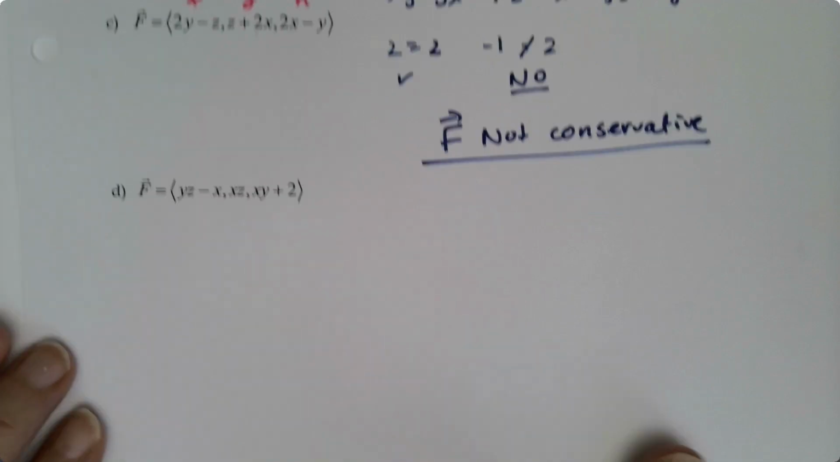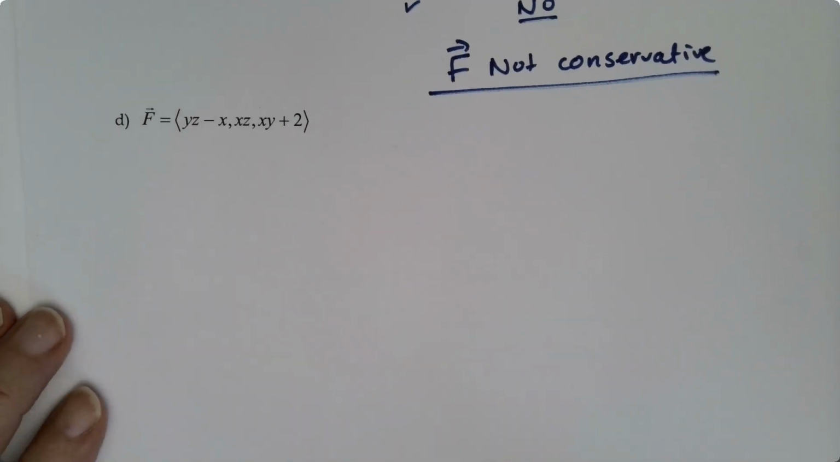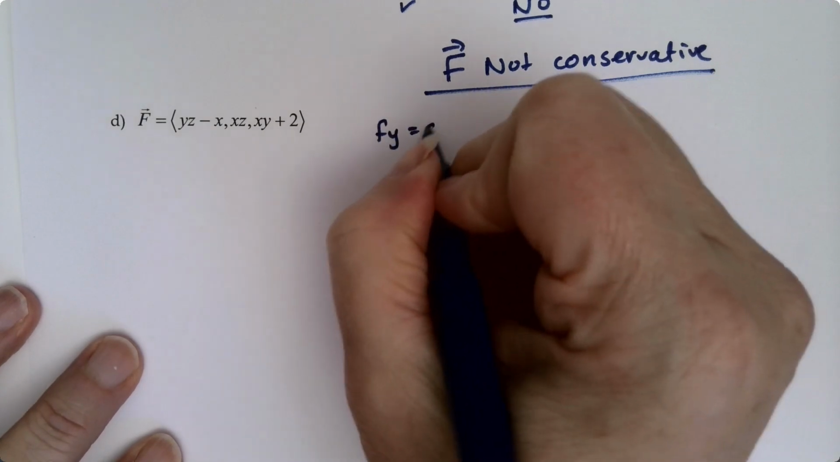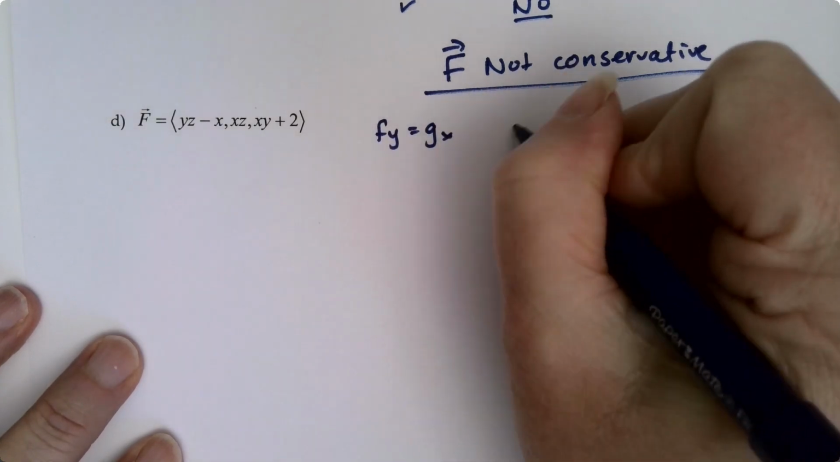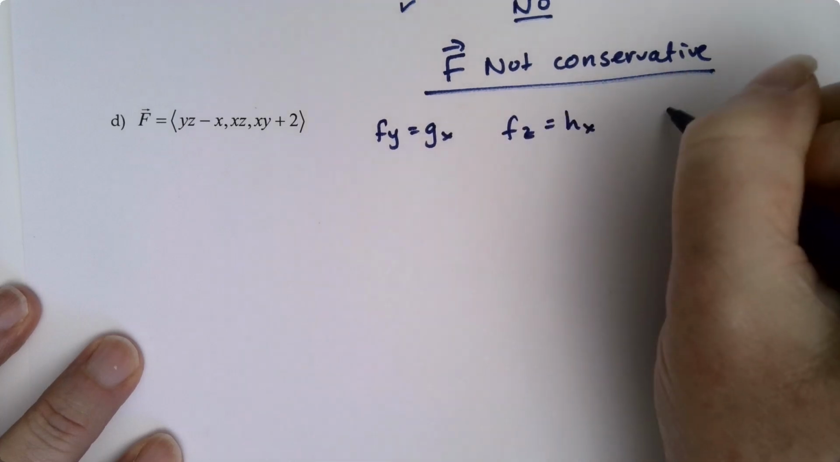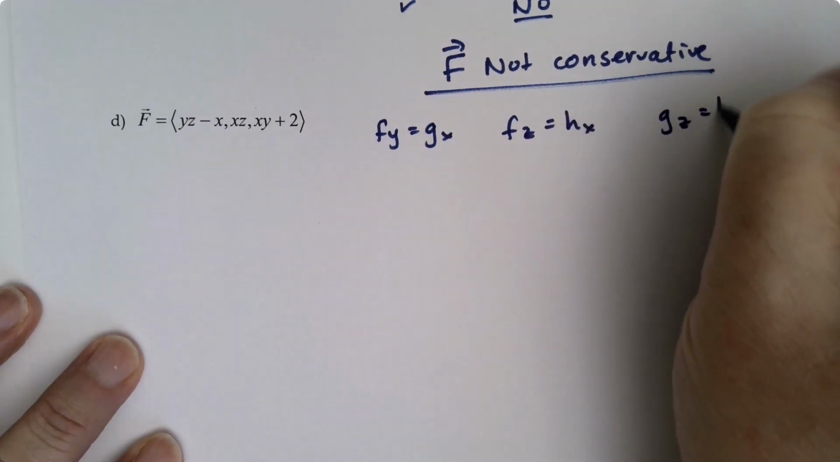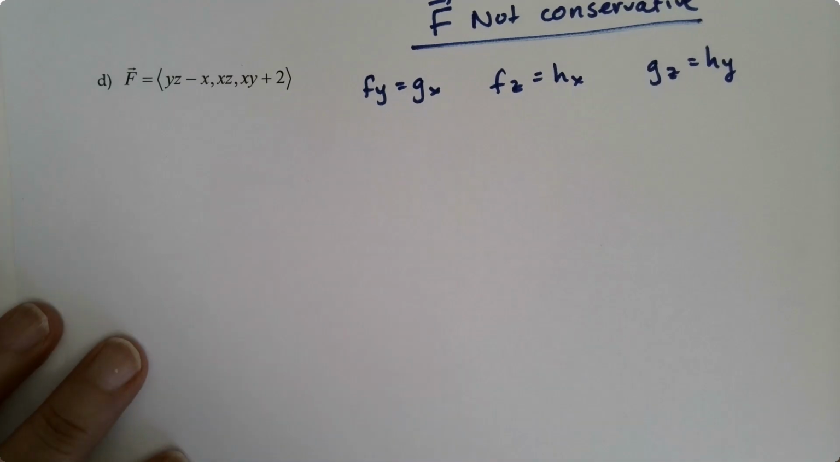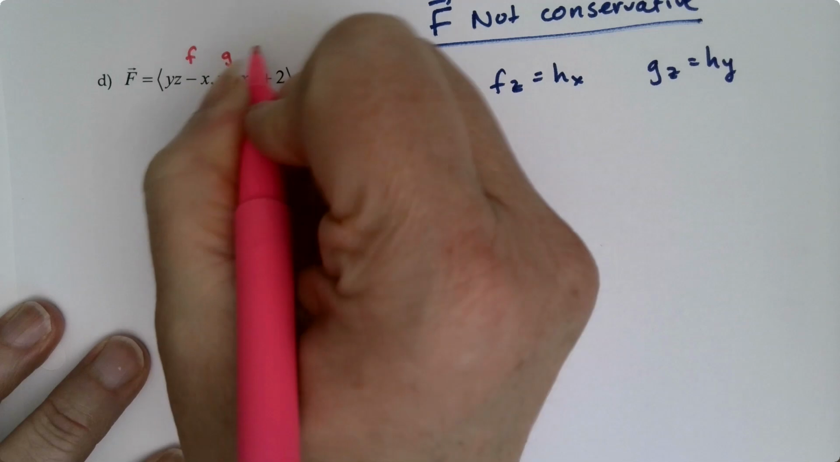All right, now what about D? Okay, so again, I'm going to write them out. I need f sub y equal to g sub x. I need f sub z equal to h sub x. And I need g sub z equal to h sub y. Okay, let me label these again. This is f, this is g, this is h over here.